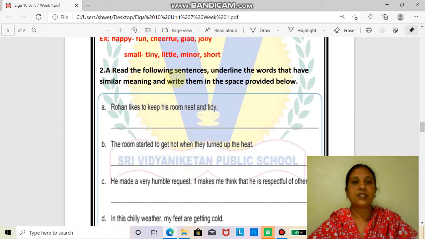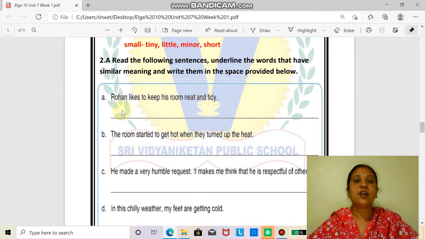Read the following sentences, underline the words that have similar meaning and write them in the space provided below. So students, here there are some sentences. You have to underline the words which have similar meaning and write them in the space provided for you. Let us do one example. What is the first sentence? Rohan likes to keep his room neat and tidy.